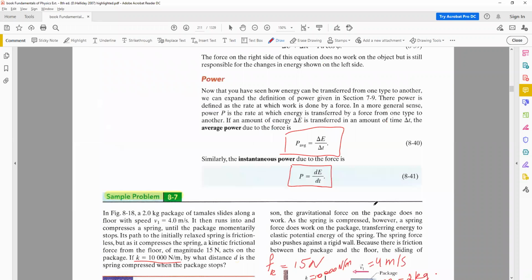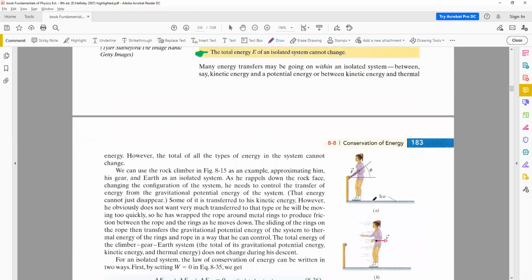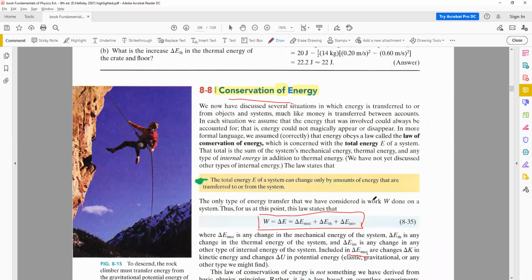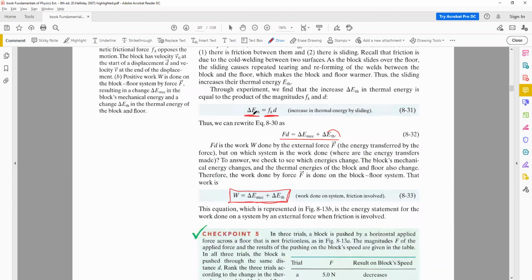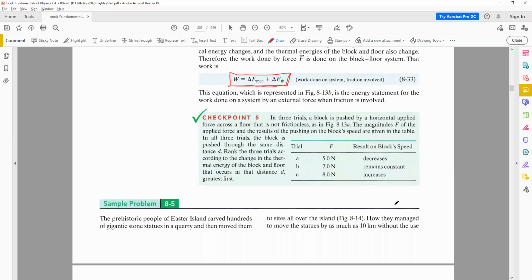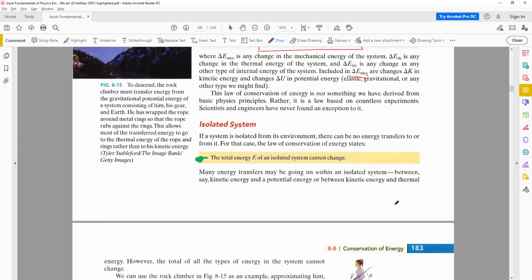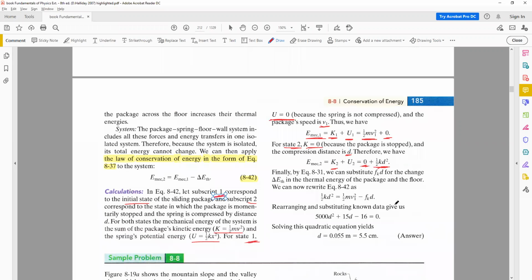Let's look at equation 8.31. This one. Delta E thermal is equal to FkD. The thermal energy change is equal to the product of the frictional force multiplied by the displacement d that is produced. So this is what we are going to use. And in order to use this, we come back. So equation 8.31 was delta E thermal is equal to Fk multiplied by d.